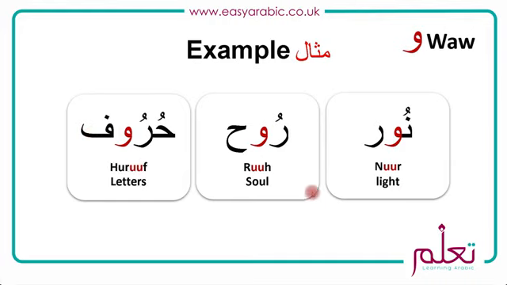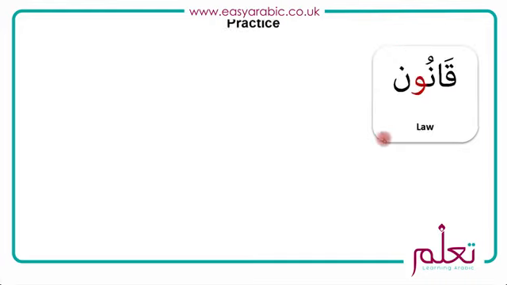Okay, so let's do some more practice. And again, you try it before I do. Okay, so the first one is qaf with the fatha, which is qa, and then the alif, which is qa, that's a long vowel, and then the noon with the dhamma is qanu, and then the waw, qanoon, which is law.